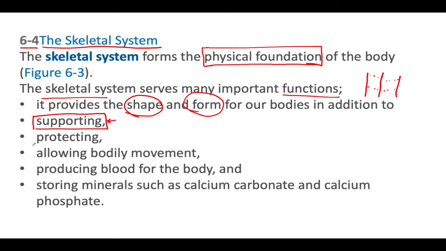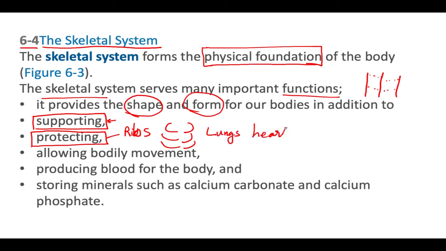Then we have the protecting aspect. For example, we have our ribs. Around here, they protect our lungs, heart, and key vital organs that are in that place. That's one of the protections as well. So the supporting, protecting, and obviously allowing the bodily movement.